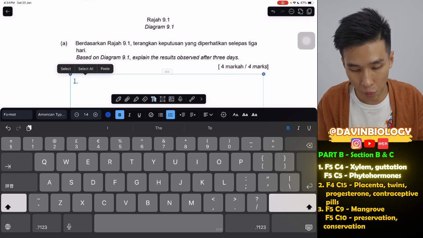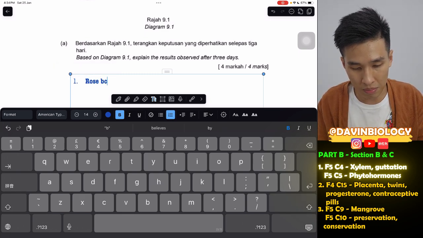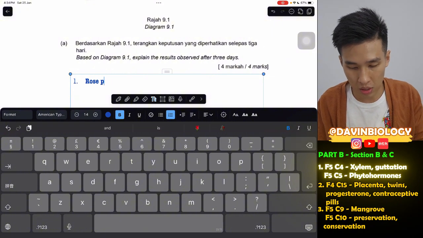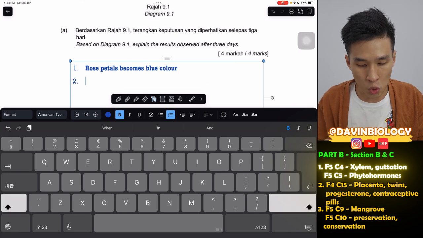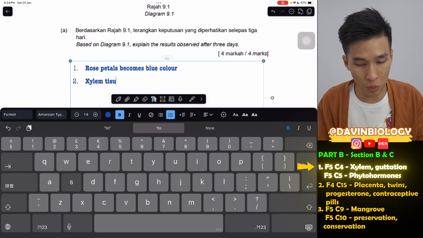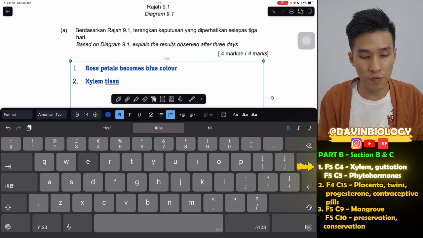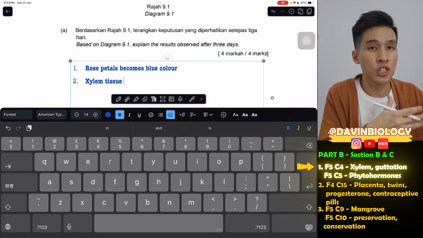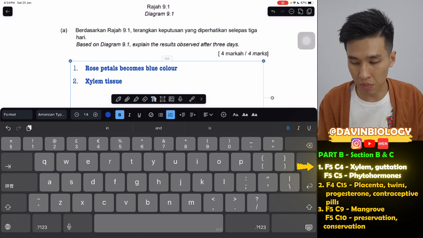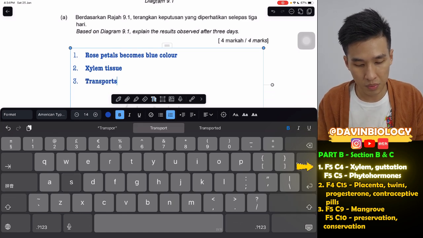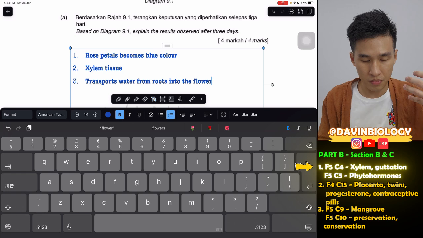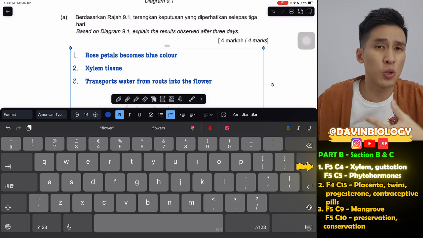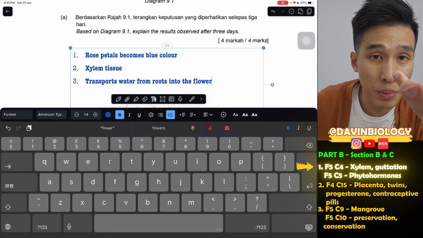So the rose petals become blue in color. If you mention xylem tissue, you'll get 1 mark also, because xylem is the main tissue involved in the color change of the rose. So xylem tissue, number 1, transports water from the roots into the flower. For this question you say roots to flower, I don't say to leaves or to all parts of the plant, because the flower is the main part.